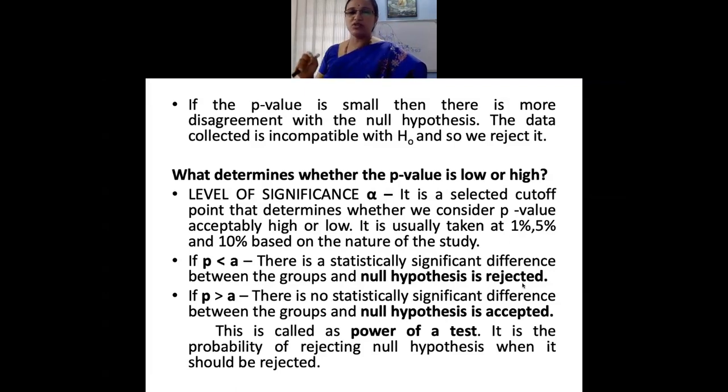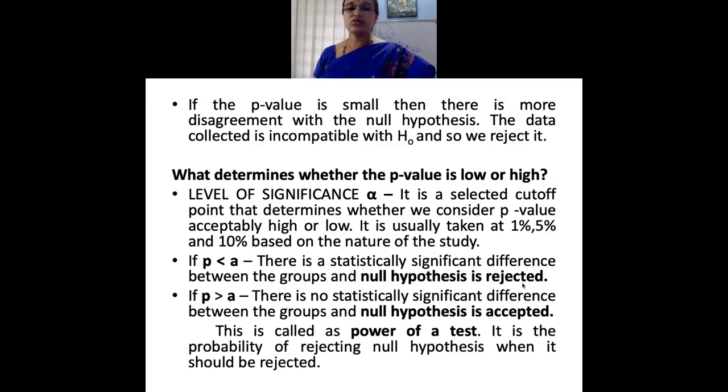If the p-value is small, there is more disagreement with the null hypothesis. When the p-value is high, there is less disagreement with the null hypothesis. So our p-value must be small. Only then we say that the data we have collected is incompatible with the null hypothesis. That is what we want. What do we want as researchers? We want our data to disagree with the null hypothesis. That is what we have to know.